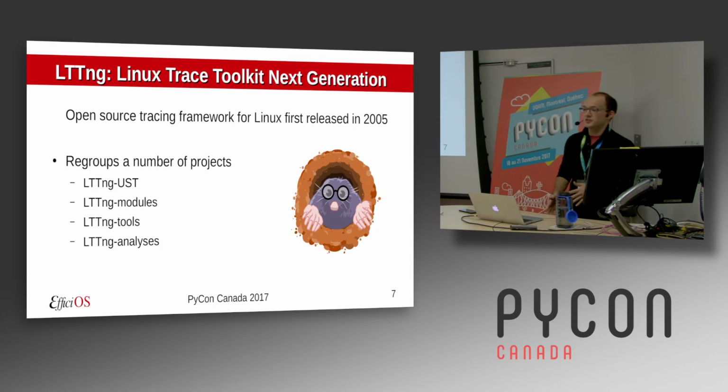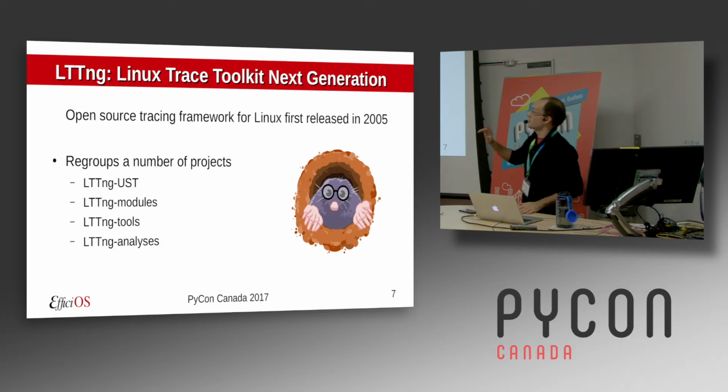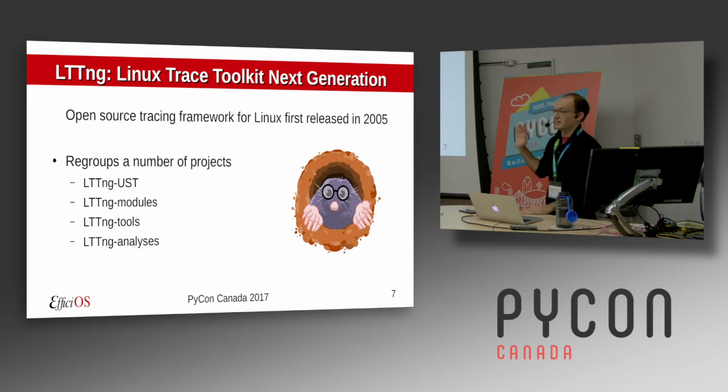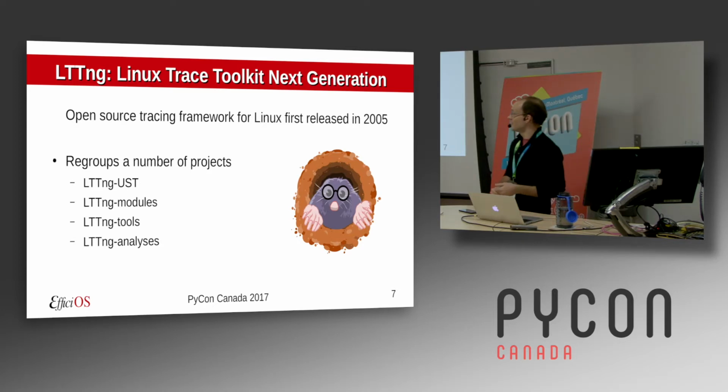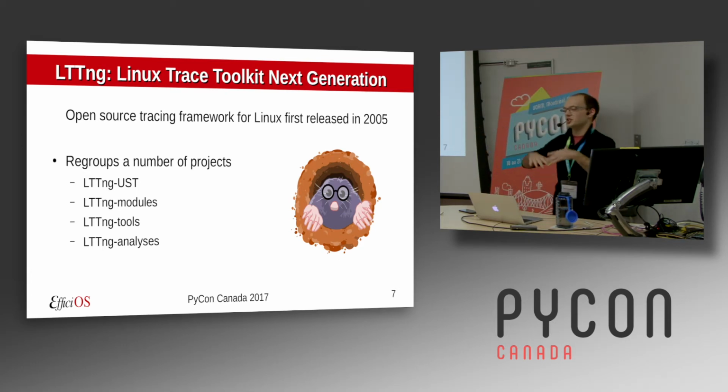LTTng, which is the tracer on which I work, LTTng stands for Linux Trace Toolkit Next Generation, and I'm not ever going to pronounce that again during the talk. It started off in 2005, so it's quite old at this point. It regroups a number of projects, but basically it's a collection of tracers that are unified by the same configuration tools.